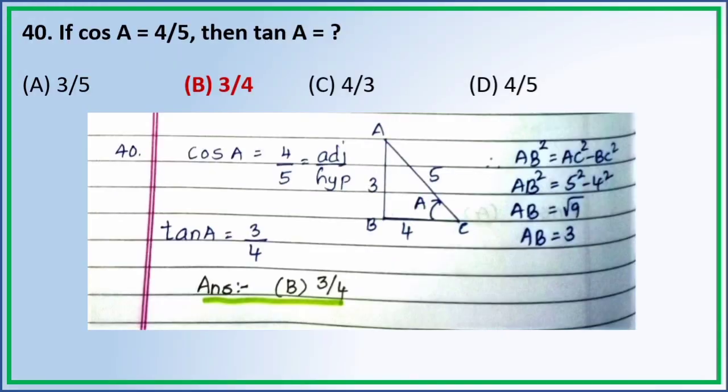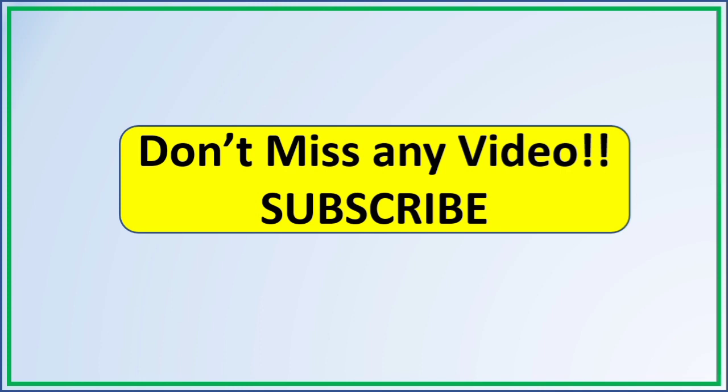If cos A equals 4 divided by 5, then tan A equals. We know that cos A equals adjacent by hypotenuse. Draw a right angle triangle with angle A. By using Pythagoras theorem, find out the length AB. Now we got the three sides of the right angle triangle, adjacent, hypotenuse and opposite. We know that tan theta equals opposite by adjacent, therefore opposite side is 3, adjacent side is 4. Therefore tan theta equals 3 divided by 4.